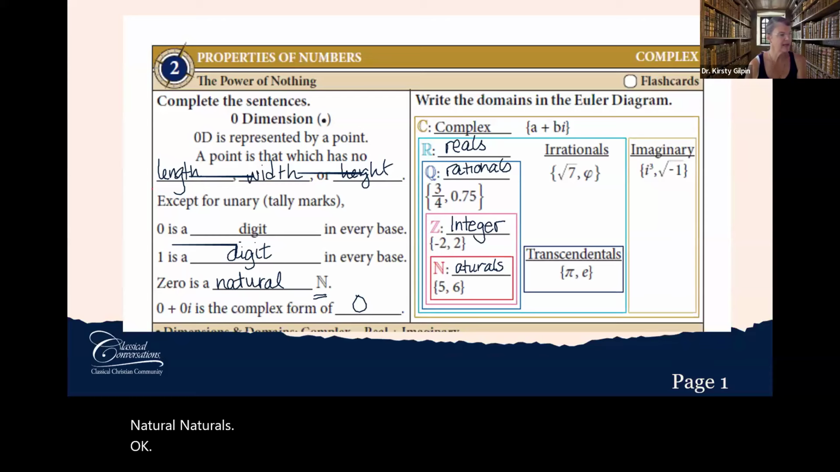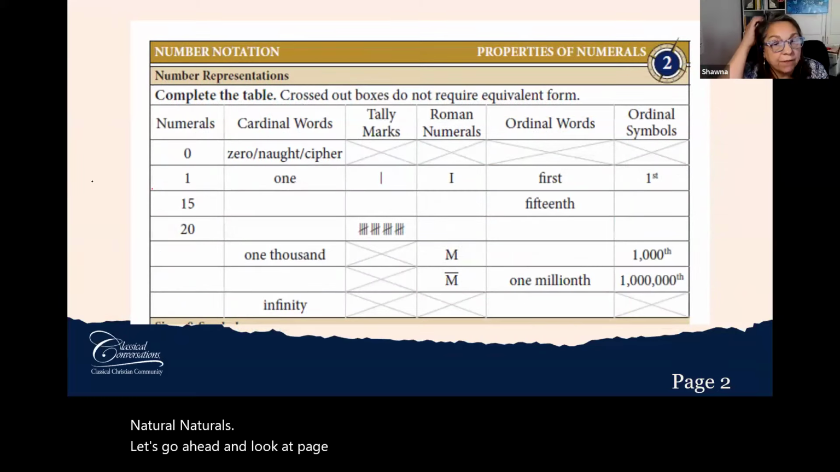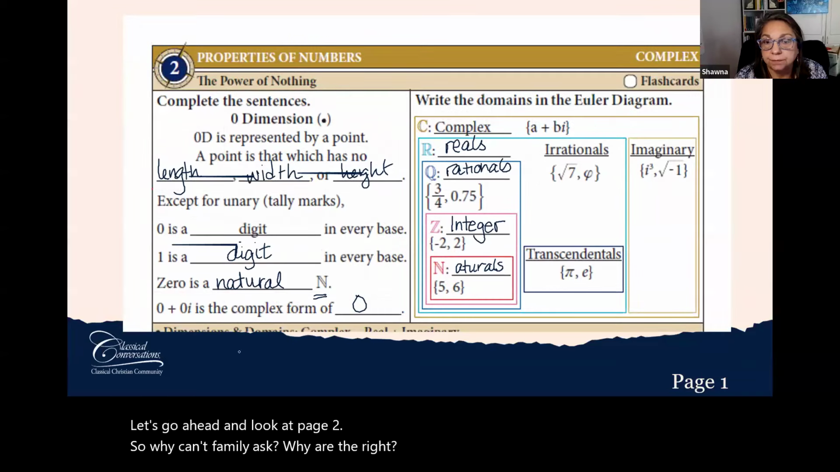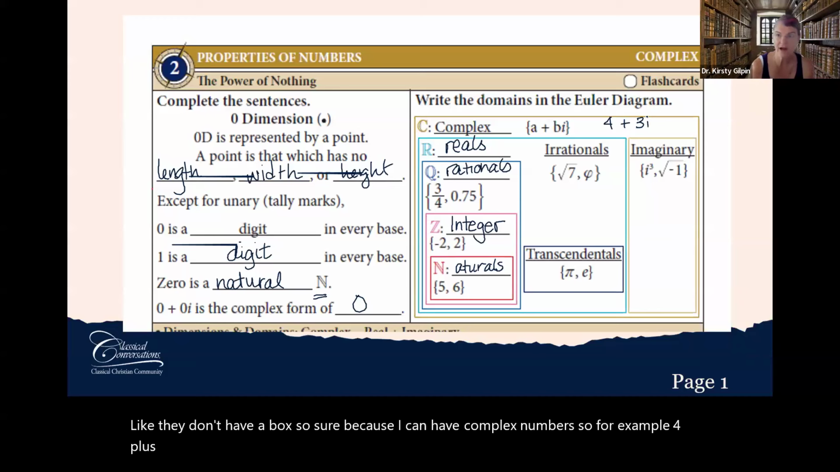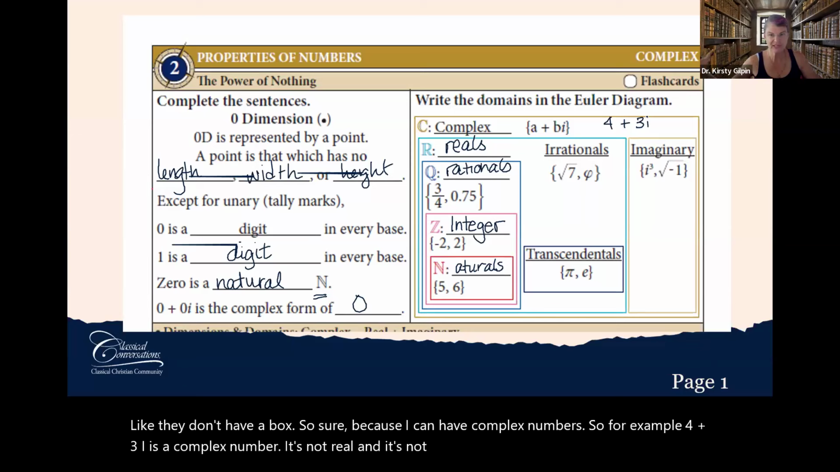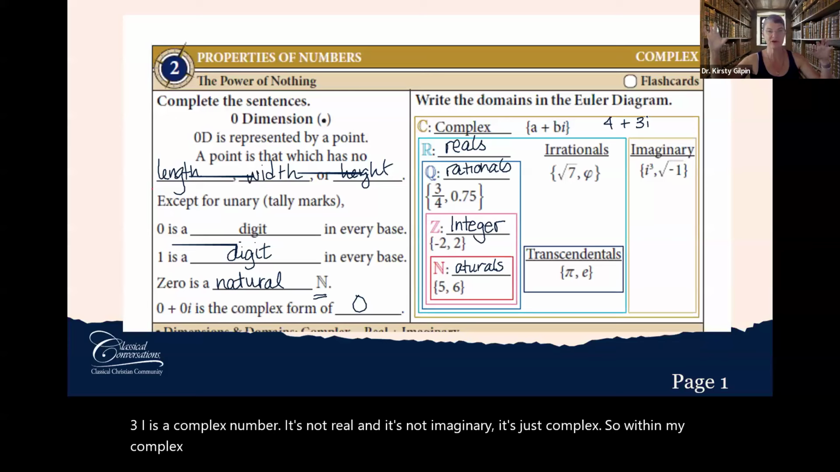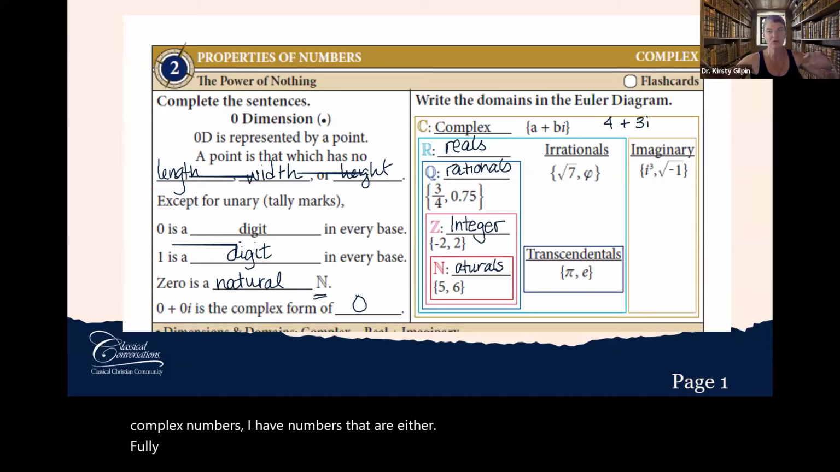Let's go ahead and look at page 2. The Whitehead family asks, why are irrationals different than other subsets? Irrationals. Oh, like they don't have a box? Sure, because I can have complex numbers. So for example, 4 plus 3i is a complex number. It's not real and it's not imaginary. It's just complex. So within my complex numbers, I have numbers that are either fully complex, real, or imaginary.